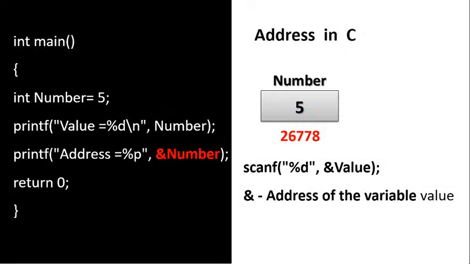So here what is happening, I was printing the number value, that's a variable, and in the second printf statement I'm trying to print the address. This 26778 is a random value that I've simply shown as an example. That might not be the output you will get, you might get some other value. But the important thing here is, if I'm trying to print an address, the format specifier should be %p, and ampersand represents the address of the variable. We call it the reference operator.